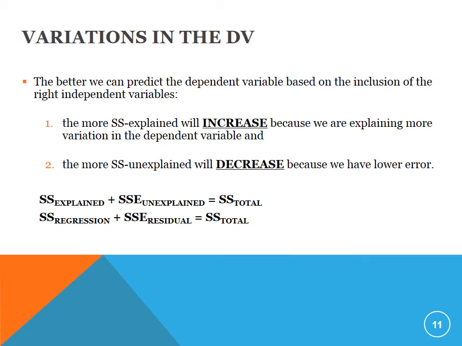So for variations in the dependent variable, the better we can predict the dependent variable based on the inclusion of the right independent variables, the more the sum of squares explained will increase. The more we know about the dependent variable, the higher our SS explained, our SS regression, will be. But if we can't really explain it, then our unexplained should be higher. That's all this slide is telling us. The more we know, the higher our SS regression. The more we know, the lower our SS unexplained, our SS residual. That's all this slide is telling us.